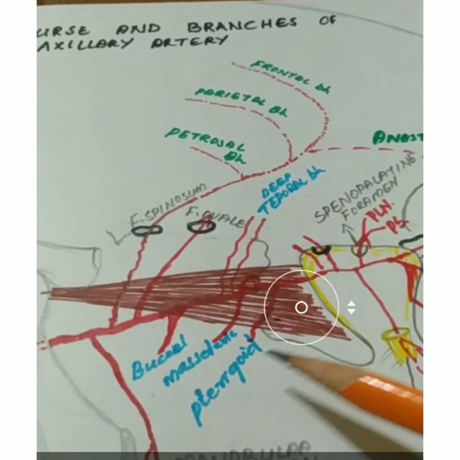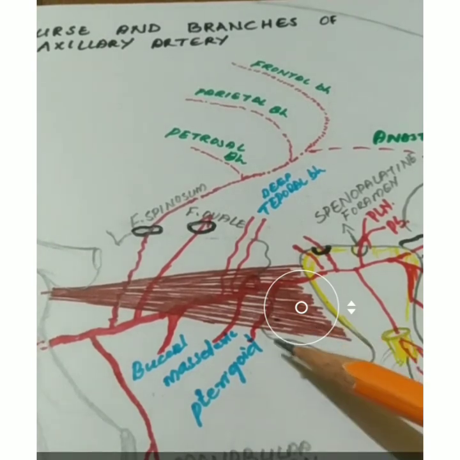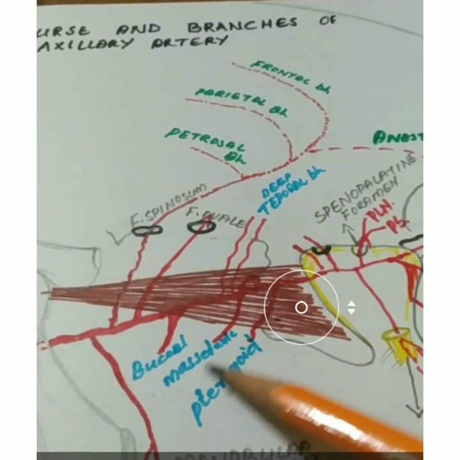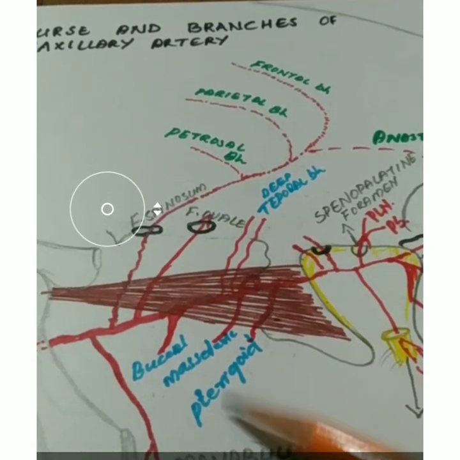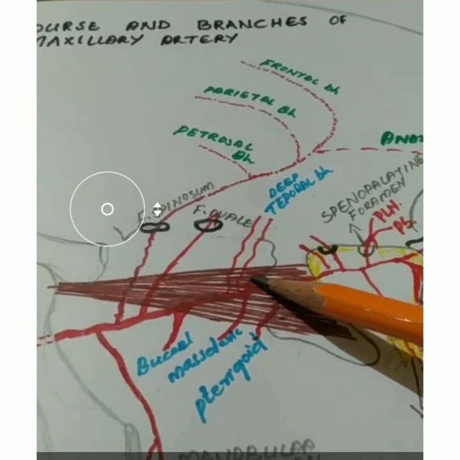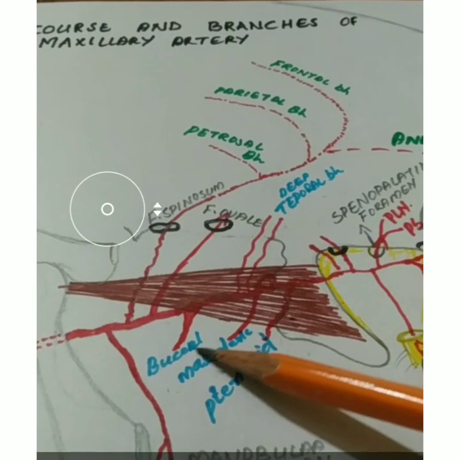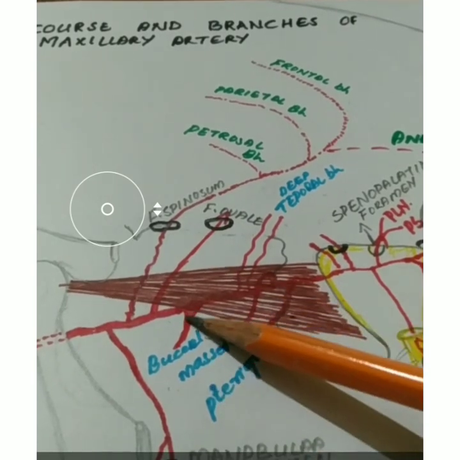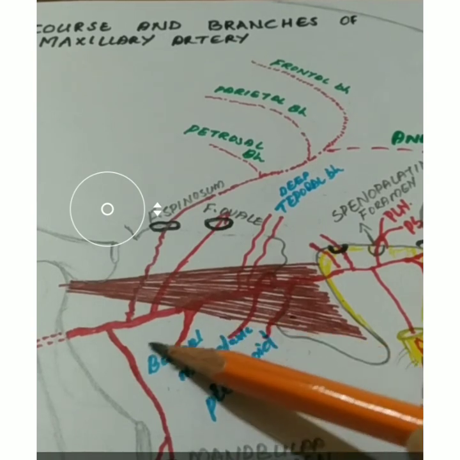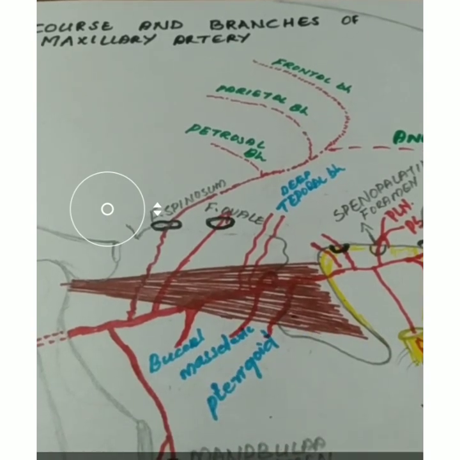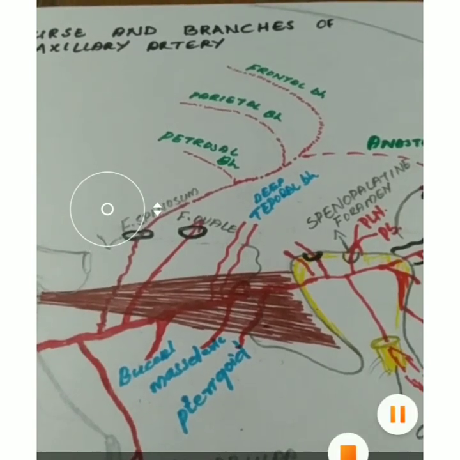And the next one is the pterygoid branch. It supplies the lateral and medial pterygoid muscles. Then it gives off another branch which is called the masseteric branch. It supplies the masseter muscle, and a buccal branch which supplies the buccinator and the skin over the cheek area. Then we have the third branch which is called the pterygopalatine branch.